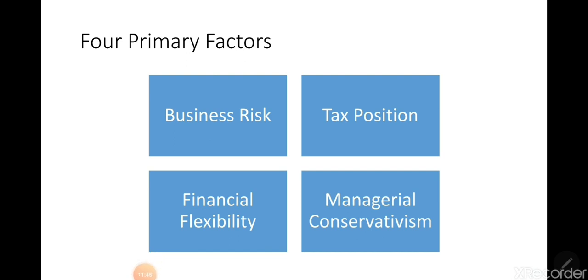So another very important point is the tax position. We all know that interest is tax deductible. Third point is financial flexibility, or the ability to raise capital on reasonable terms even under adverse market conditions. So businesses always keep a benchmark or a level, so that in case in the future they need to raise additional capital, they can raise that capital through debt as well. So they keep a buffer.